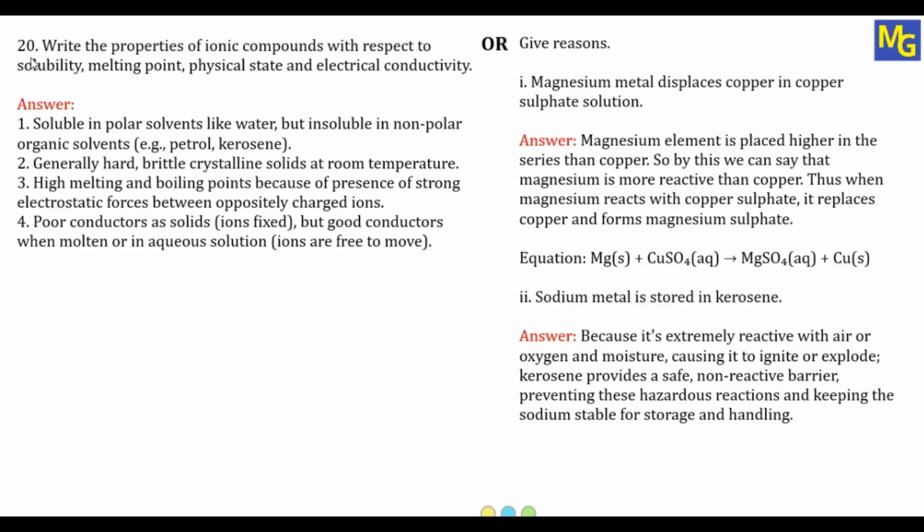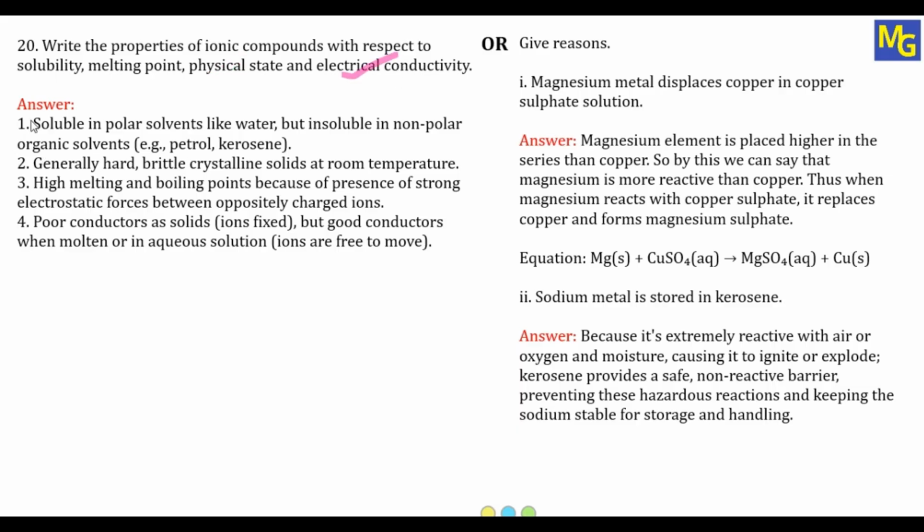Now the next question, that is question number 20, we are going to start. This question has an OR option, so we will solve both the questions in this video. That is, write the properties of ionic compounds with respect to solubility, melting point, physical state and electrical conductivity. So here we are going to write the properties of ionic compounds with respect to all these terms: solubility, melting point, physical state and electrical conductivity.